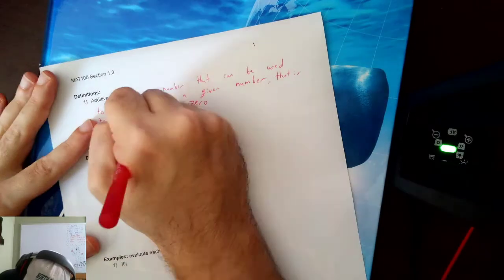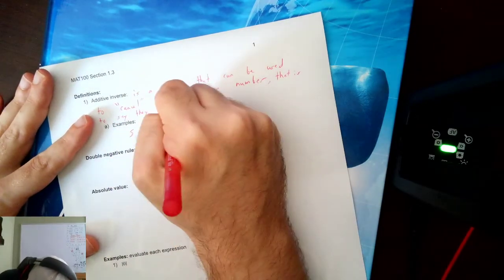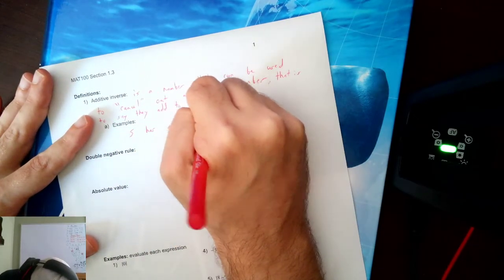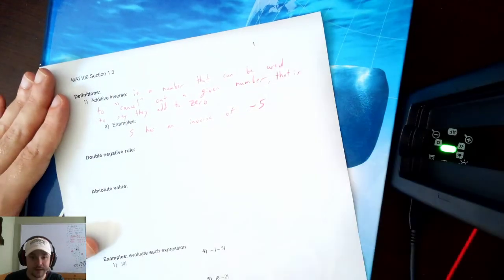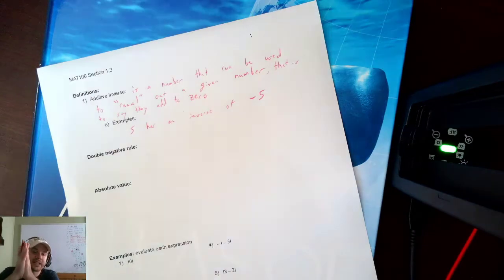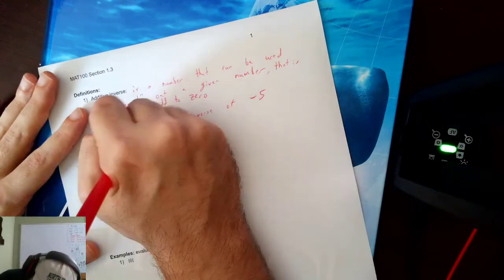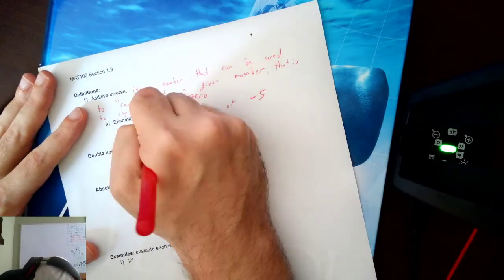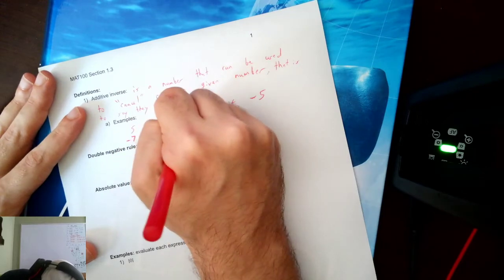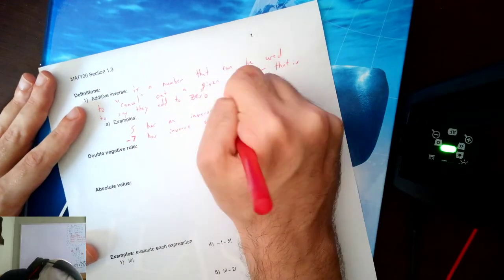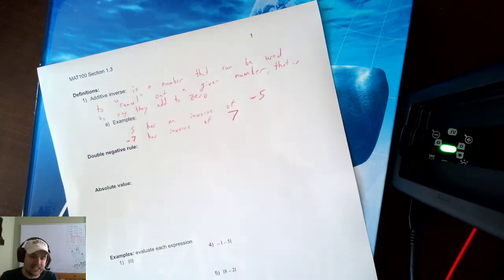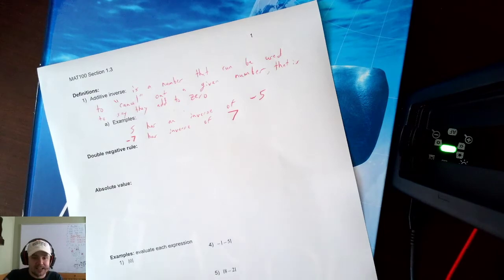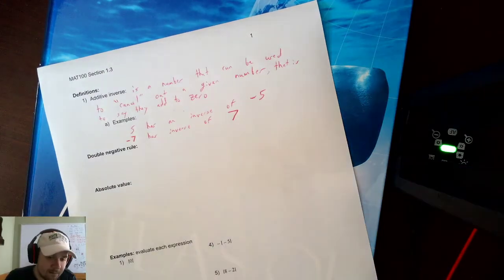An example: 5 has an inverse of negative 5. 5 plus negative 5, those cancel each other, they're additive inverses. Similarly, negative 7 has an inverse of positive 7, right? Negative 7 gets canceled out by positive 7. So that is what additive inverses are, right? It's the opposite signed number.